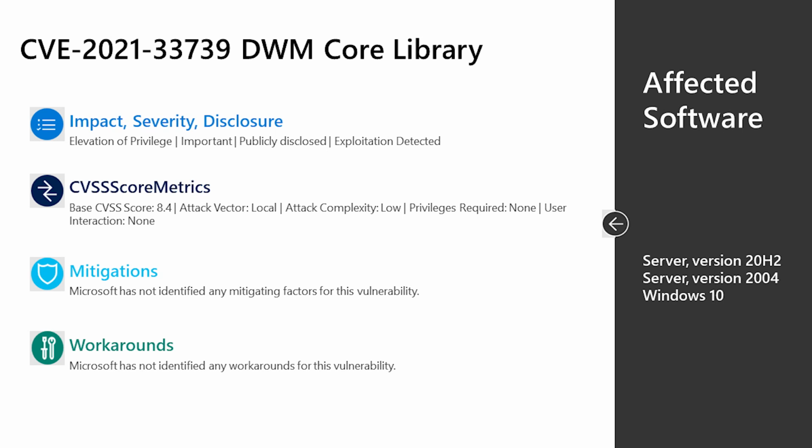So this has a base score of 8.4, again out of a total of 10. So not the highest rated this month, but still elevated. No mitigations, no workarounds. It only affects the newer versions of Windows 10, as well as Server Core 2004 and 20H2. Again, no mitigations, no workarounds.